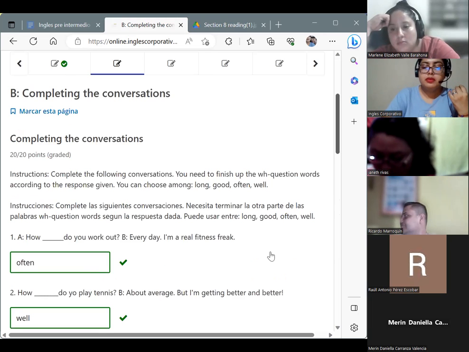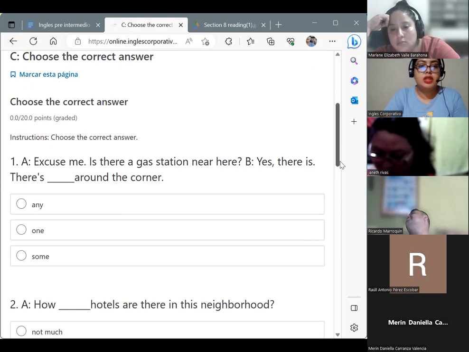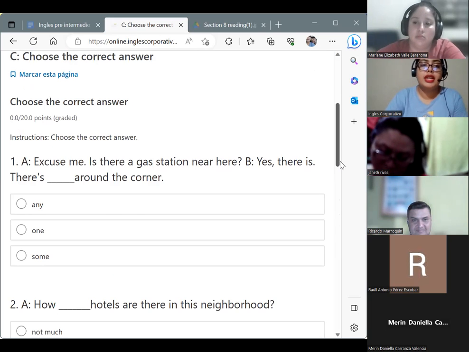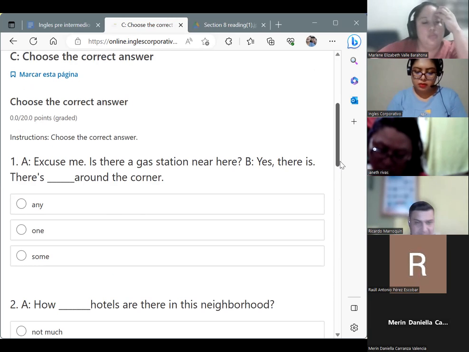Next one. And I think this one is the last one that we are going to do right now. Choose the correct answer. La respuesta correcta. Excuse me, is there a gas station near here? Yes, there is. There any one or some around the corner? One.